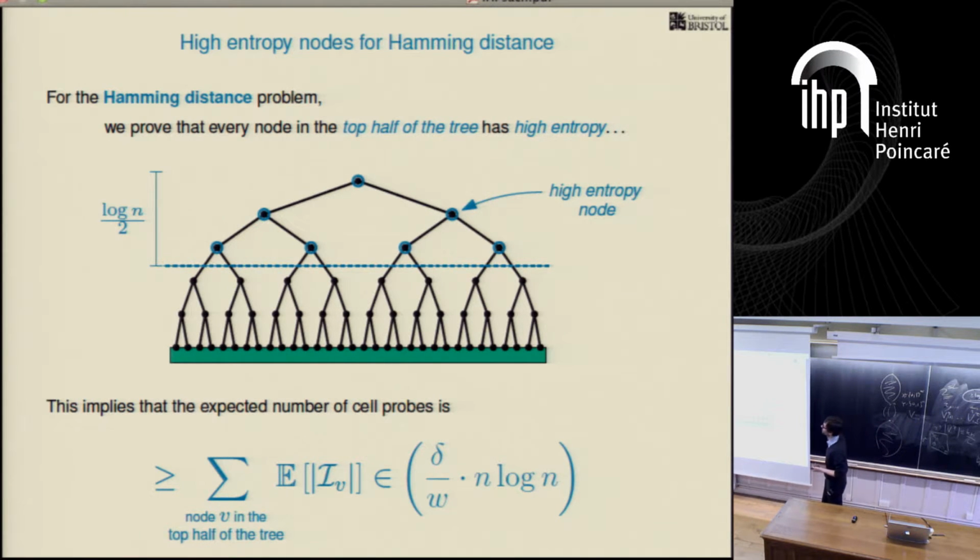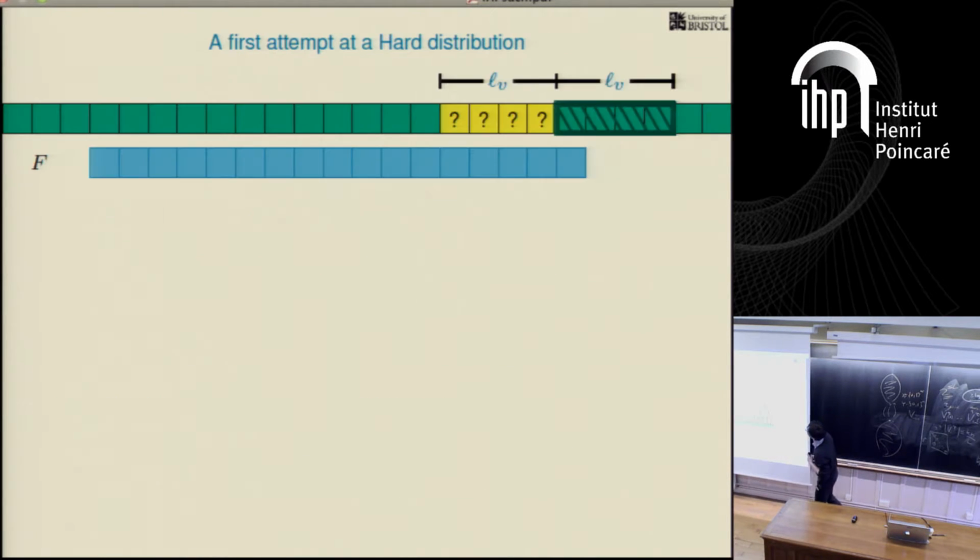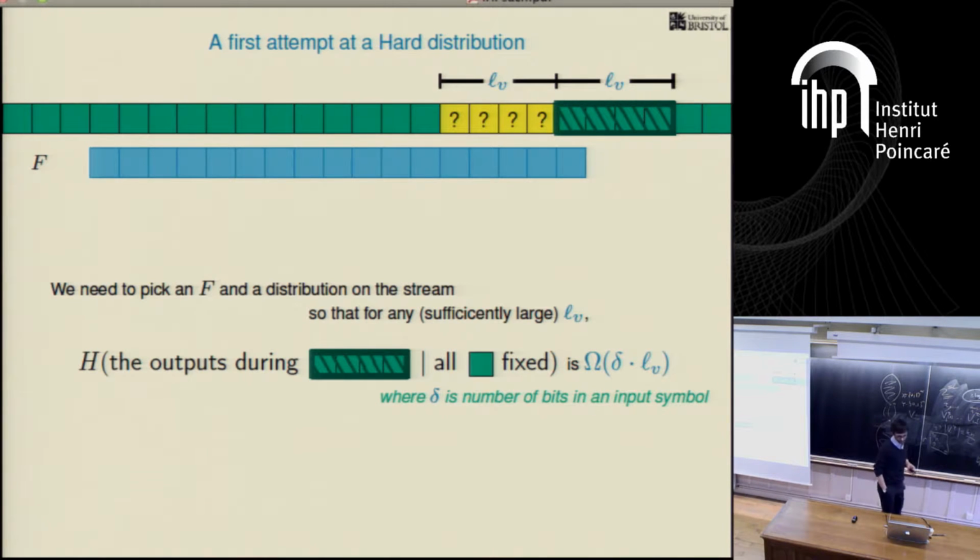You're going to find some distribution on the stream, some fixed strings, such that the entropy of these outputs is high. Okay, so let's have a first attempt at a hard distance distribution. We're going to try to come up with a fixed string and some kind of stream that produces a lot of entropy in the outputs. So we need to pick an f and a distribution on the stream so that for any sufficiently large interval, the entropy of these outputs conditioned on this thing, regardless of how I fix these things, is delta, the number of bits in each input symbol, times the length of this thing.